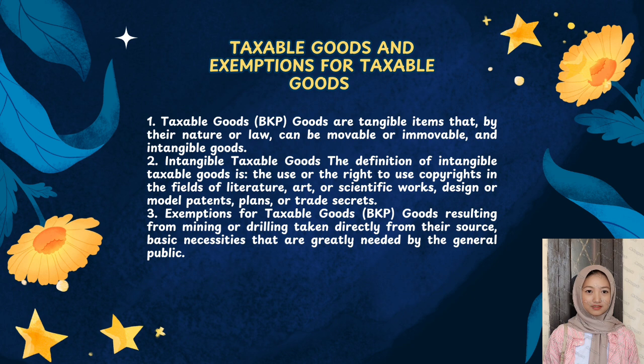Taxable goods and exemptions for taxable goods. 1. Taxable goods, BKP. Goods are tangible items that, by their nature or law, can be movable or immovable, and intangible goods. 2. Intangible taxable goods. The definition of intangible taxable goods is the use or the right to use copyrights in the fields of literature, art, or scientific works, design or model patents, plans, or trade secrets. 3. Exemptions for taxable goods, BKP. Goods resulting from mining or drilling taken directly from their source, basic necessities that are greatly needed by the general public.